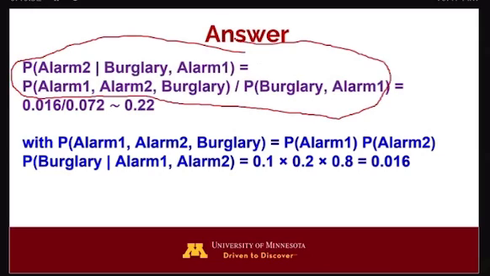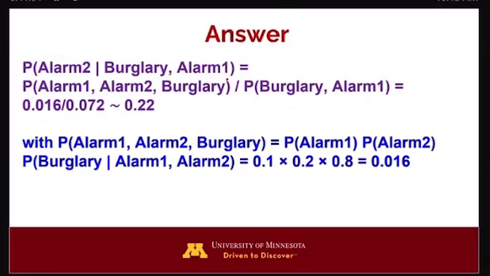The probability of alarm 2 given burglary, alarm 1 is going to be equal to the probability of the joint of all of them. What is the joint of all of them? Alarm 1, alarm 2, burglary. You remember the probability of A given BC is going to be equal to probability of ABC divided by probability of BC. And that is why you see it divided by probability of burglary, alarm 1. Now, what I'm going to do first, I need to first figure out this guy.